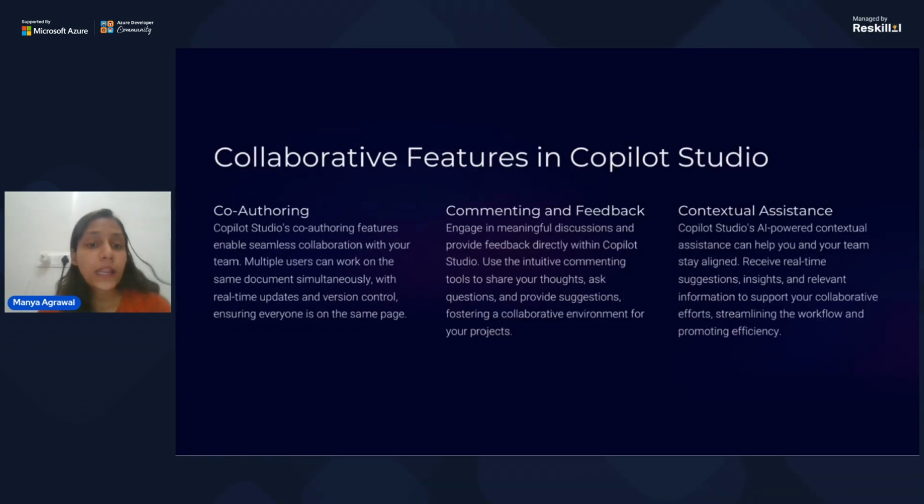collaborative features in Copilot Studio. Co-authoring. Copilot Studio's co-authoring features enable seamless collaboration with your team. Basically, you can also collaborate with your team in the same document. You don't need any other app or any other website. This provides also a feature to us, which is very helpful. Multiple users can work on the same document simultaneously. Basically, you all can work together with real-time updates and version control, ensuring everyone is on the same page.